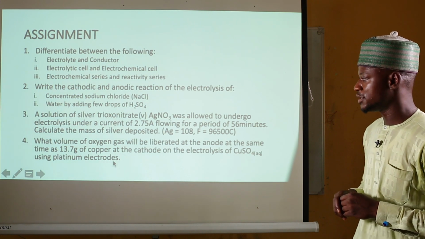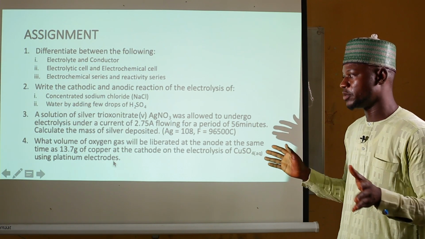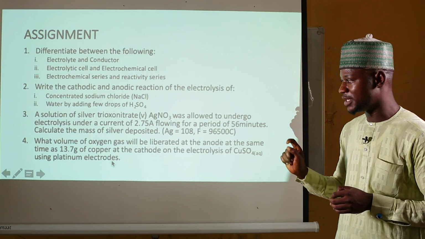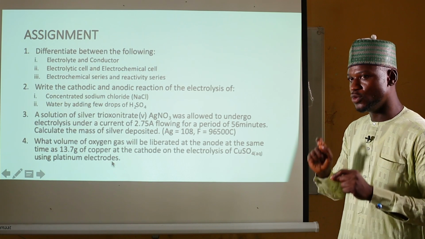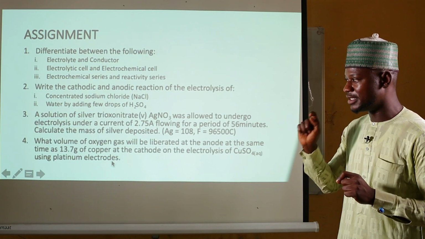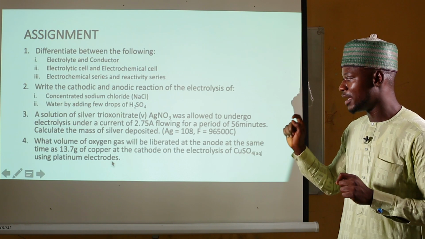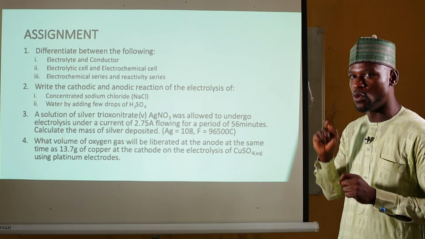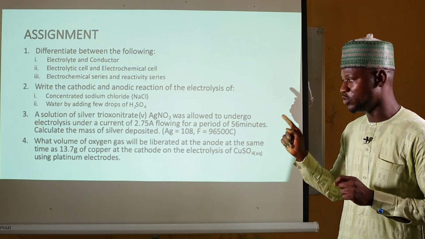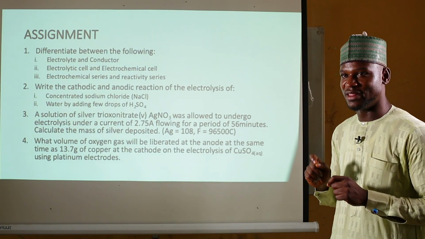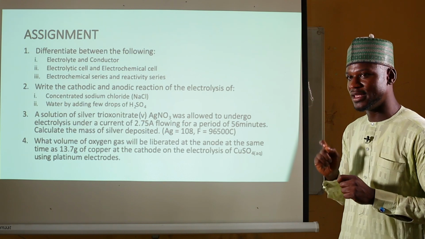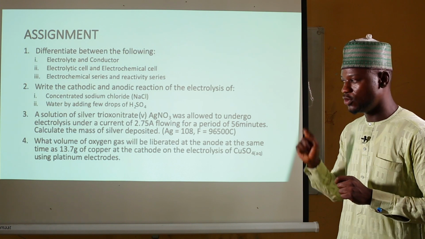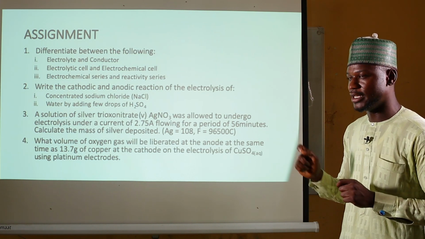Here, you should know that the electrode is inert. It will not take part in the reaction. The only thing you are expected to do is know the mass of copper that is liberated. Then you use the second law of electrolysis, the charges on copper and the charges on oxygen, to calculate the equivalent number of moles of oxygen that will be liberated. Bear in mind that 1 mole of any gas at STP will give you 22.4 dm³. You use the proportion method there to calculate.